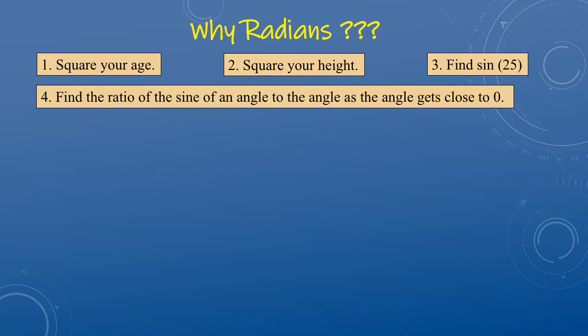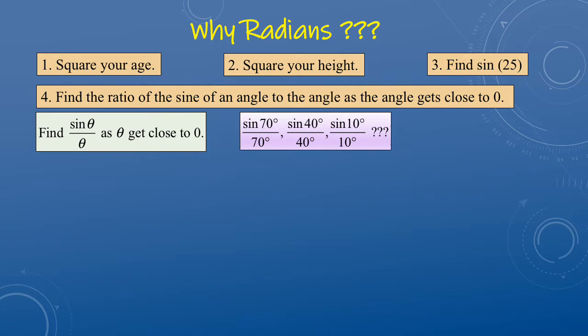A problem that calculus students see all the time is to find the ratio of the sine of an angle to the angle itself as the angle gets close to 0. So mathematically, we are being asked to find the value of sine theta over theta as theta gets close to 0.